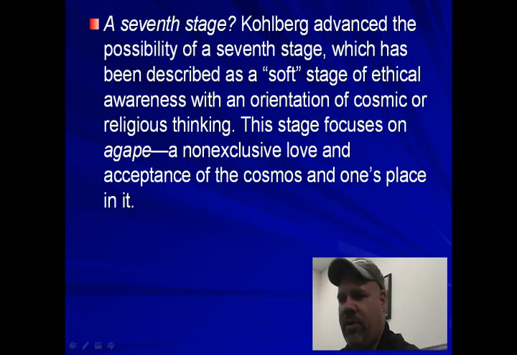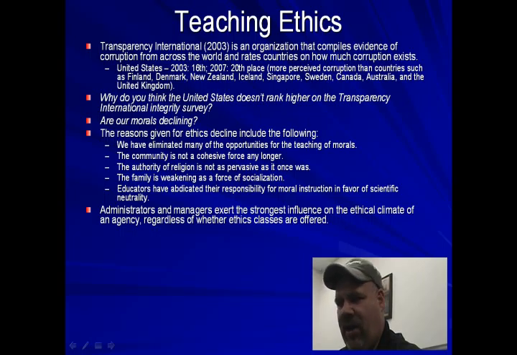Now we move on to another topic: teaching ethics. Transparency International is an organization that compiles evidence of corruption from across the world and rates countries on how much corruption exists. United States, 2003, 16th. 2007, 20th. More perceived corruption than countries such as Finland, Denmark, New Zealand, Iceland, Singapore, Sweden, Canada, Australia, and the United Kingdom.